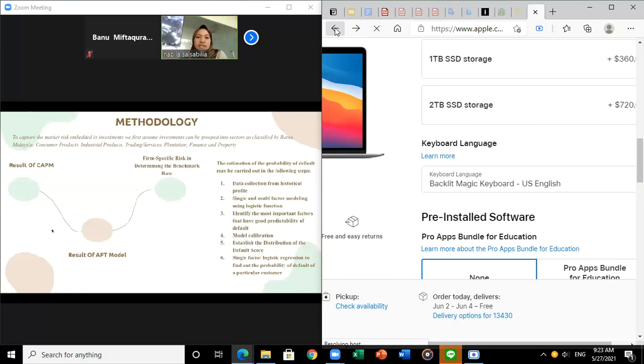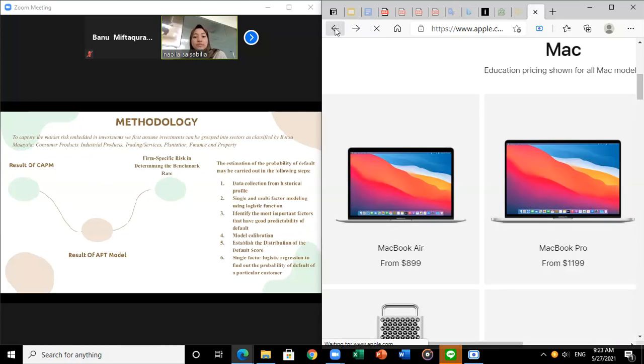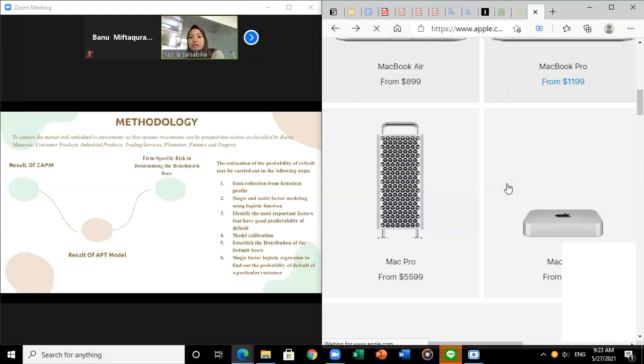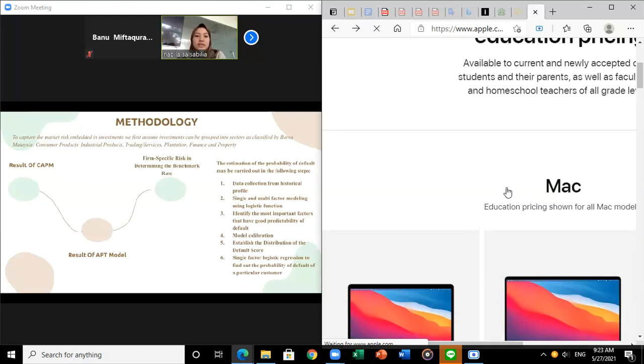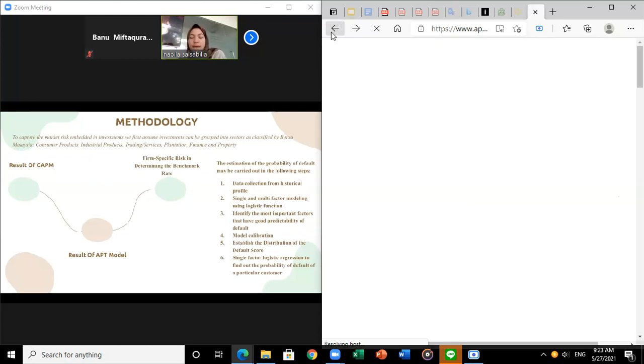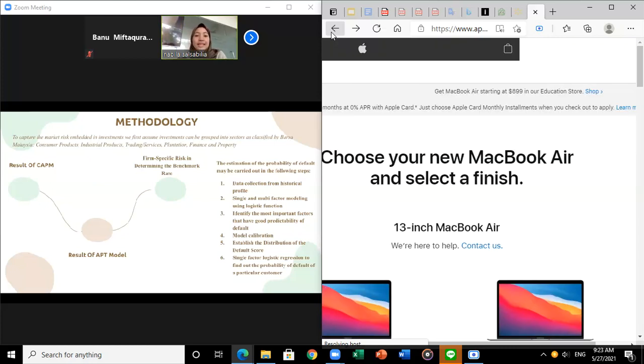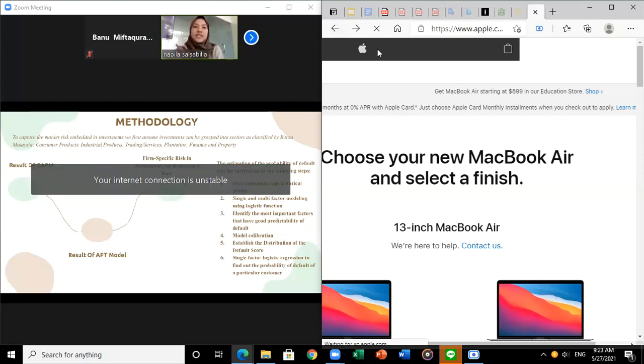So here is the methodology in this paper. This methodology captures the market risk embedded in the investment. We first assume the investment can be grouped into sectors as classified by Bursa Malaysia: consumer products, industrial products, trading or services, plantation, and also finance and property. Actually, I take this example also from the paper.